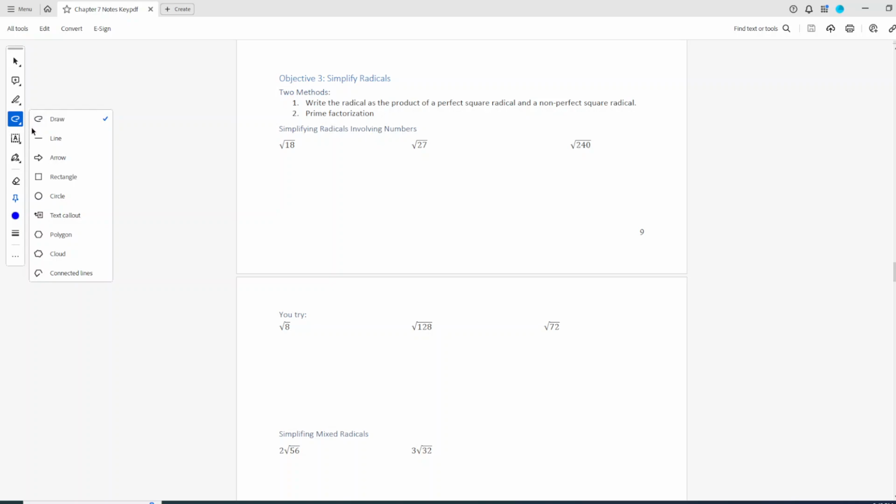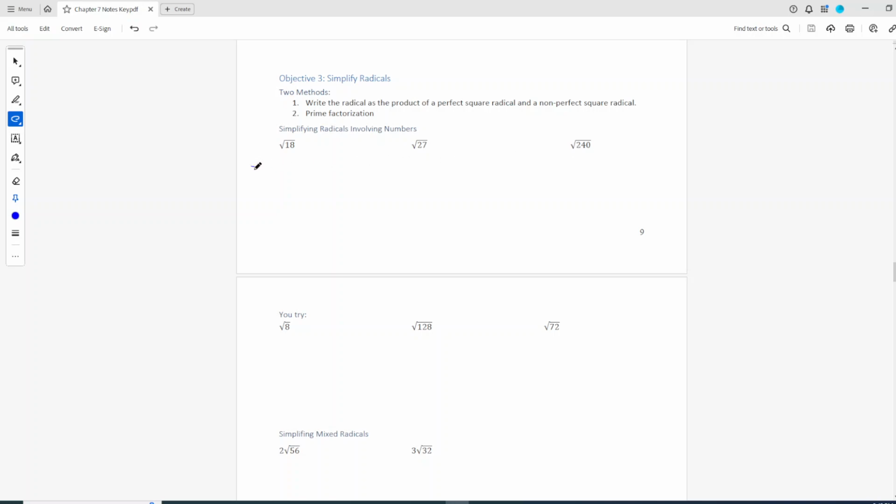What that means is looking at a number underneath a radical sign and thinking, is there a perfect square factor of 18? Is there a perfect square factor of 27? Is there a perfect square factor of 240? And if there is, it means that we can simplify it.